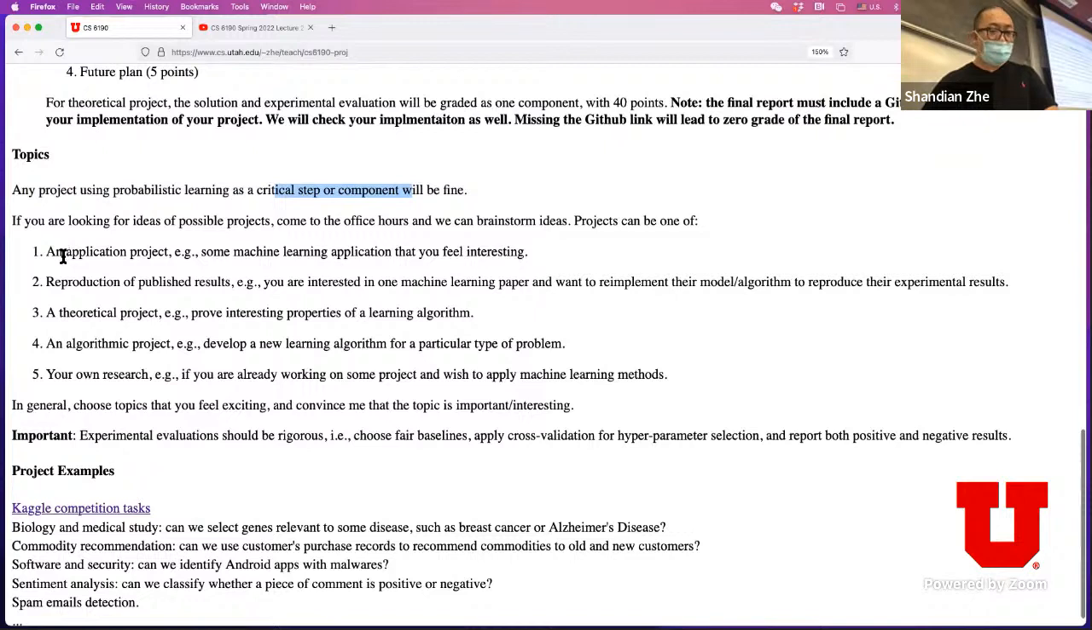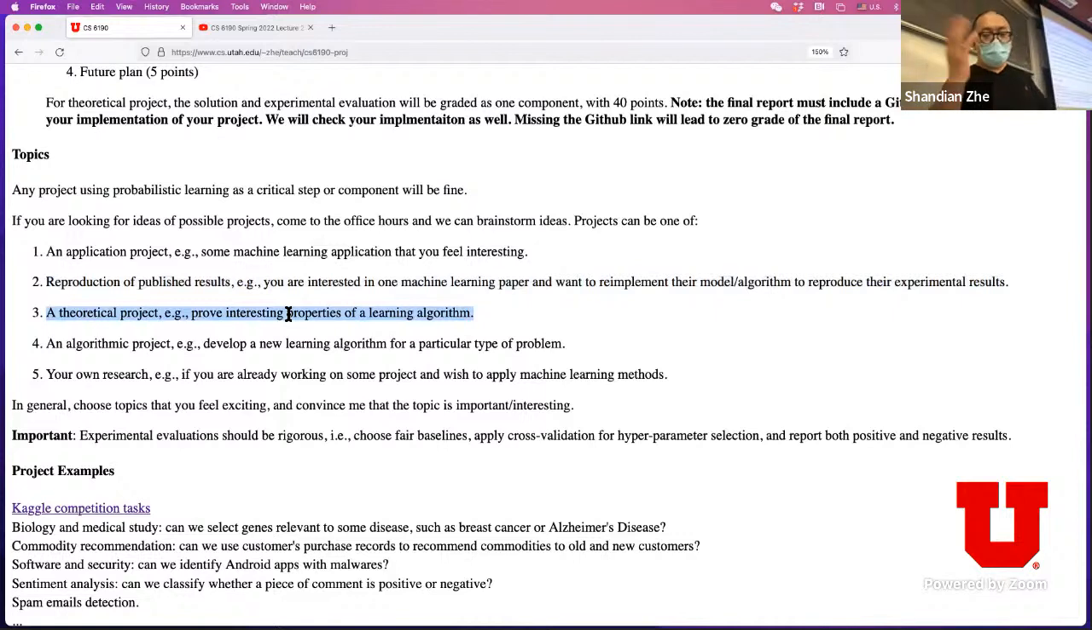So the project can be an application project, right? Some machine learning application that you find interesting. You can reproduce some published results, right? You look at this paper and feel like, oh, this is interesting, I want to reproduce them, I want to implement them, and see if I can replicate their results. That's good, because this is called the reproducibility issue. Many papers, the numbers in their paper actually are not reproducible. So this is an actual issue. If you do that, you contribute to the whole academia.